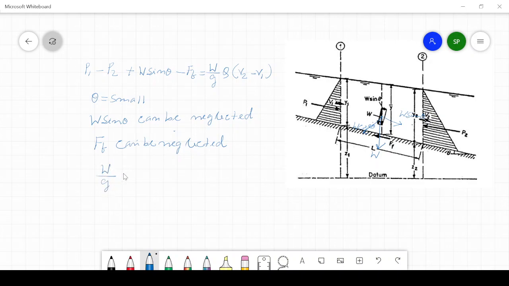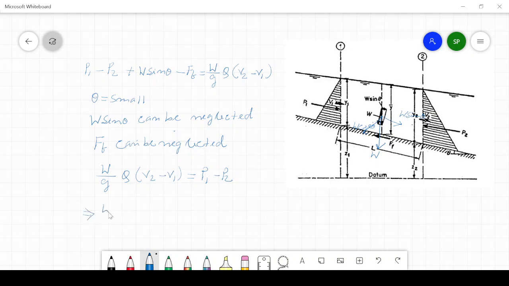So ultimately what you will get? W by G Q, V2 minus V1, is equal to P1 minus P2, isn't it? Clear? Up to this much clear?